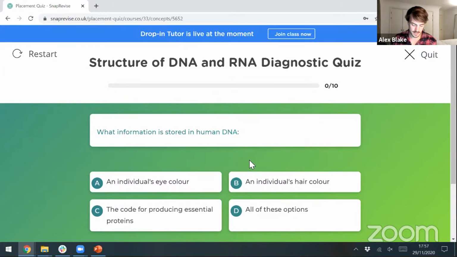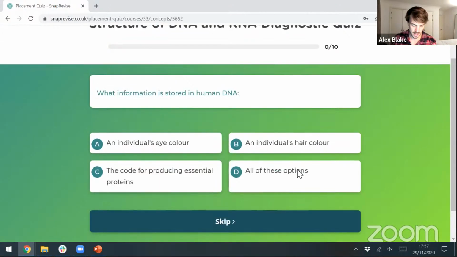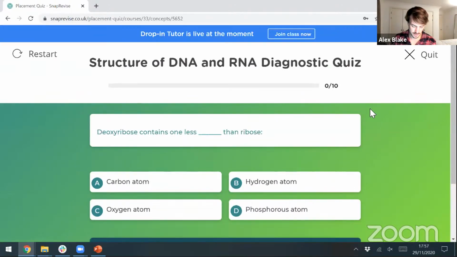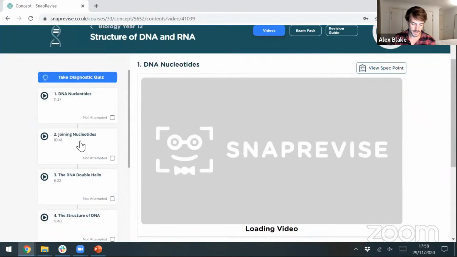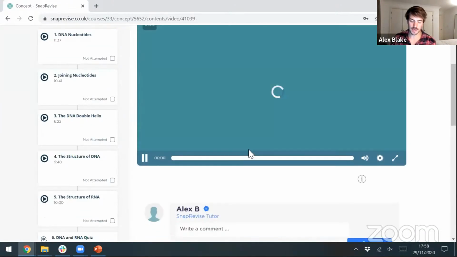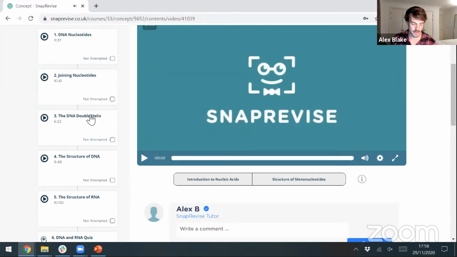So this is the diagnostic quiz. It's 10 questions. I'm just going to skip through them. I don't want to go through all 10, but you see the structure. You basically answer these 10 questions. That will give you a basis for how well you know that topic already, so you know how much time you need to devote to learning it.